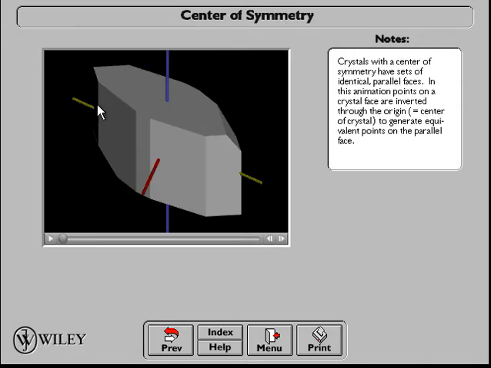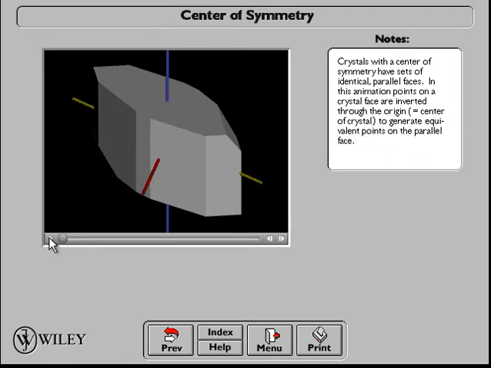using the phase inversion. Crystals with a center of symmetry have a set of identical parallel phases. Here this phase is identical with the one below. This one we can find here, this one we can find there. So we have some phases which are parallel. In this animation, points on a crystal phase are inverted through the origin, and the origin is in the center. That means that is the center of the crystal to generate equivalent points on the parallel phase.